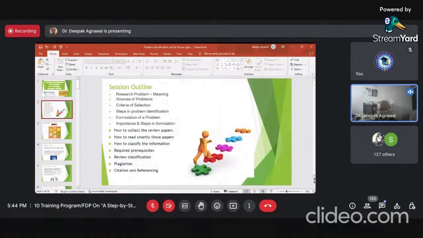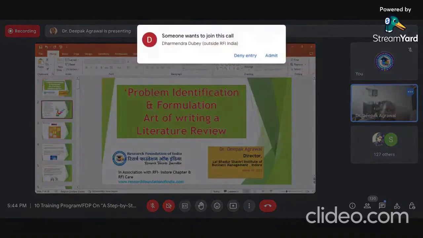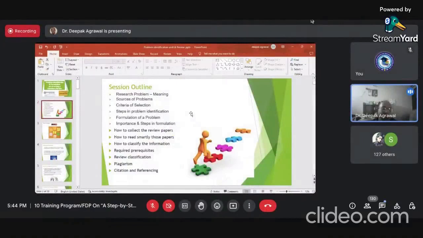So let us proceed further. Today's topic, the two factors we are going to consider, is problem identification and formulation. And the second part deals with the art of writing a literature review. These are the outline of the topics to be discussed in today's session.